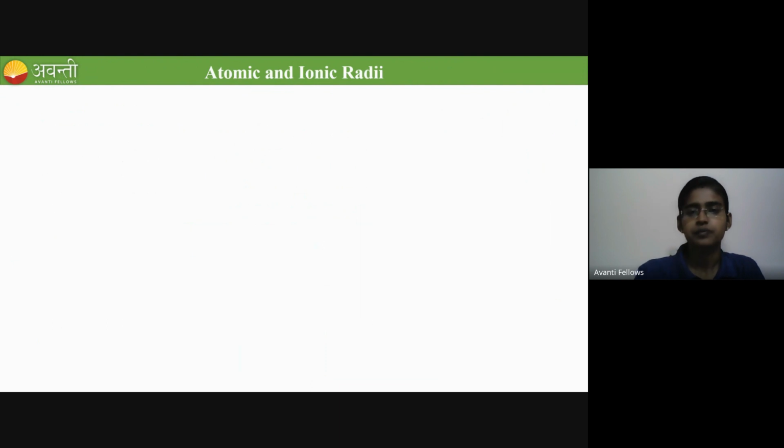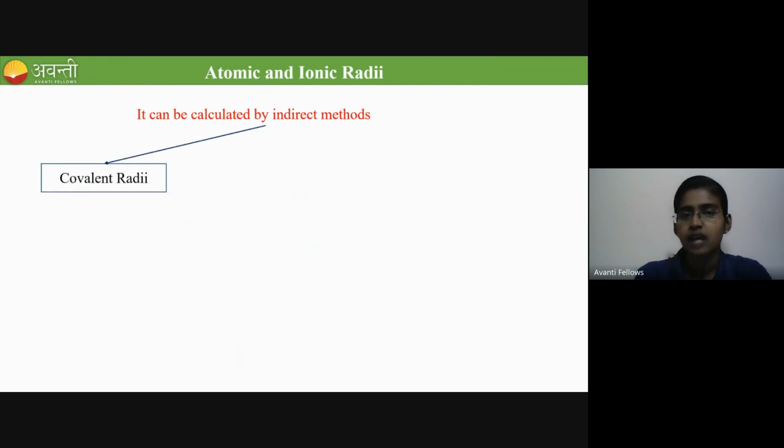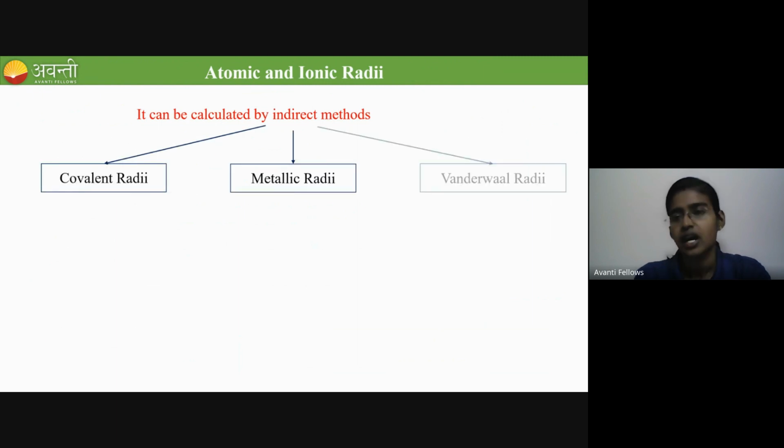Yes. Okay. So the atomic and ionic radii can be calculated by indirect methods. So what are those indirect methods? We can calculate the radius of an atom from its covalent radii, from its metallic radii, and from its van der Waals radii. So let's start from the first, that is covalent radii.